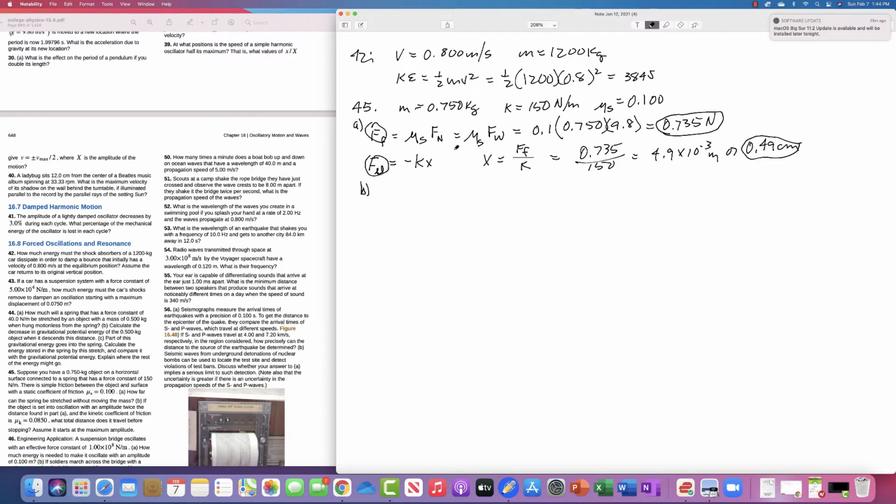The second question is, if the object is set into oscillation with an amplitude twice the distance that we found in part A, and the kinetic coefficient of friction is 0.085, what total distance does it travel before stopping? Now, in order to do this, there's an example in the book that you have to look at that's very similar to this, and it's example 16.7. I had to look back because there's no problem or formula given in the various formulas, and I'm not necessarily suggesting that you remember this formula, but you can write it on your 3x5 card if you want to.